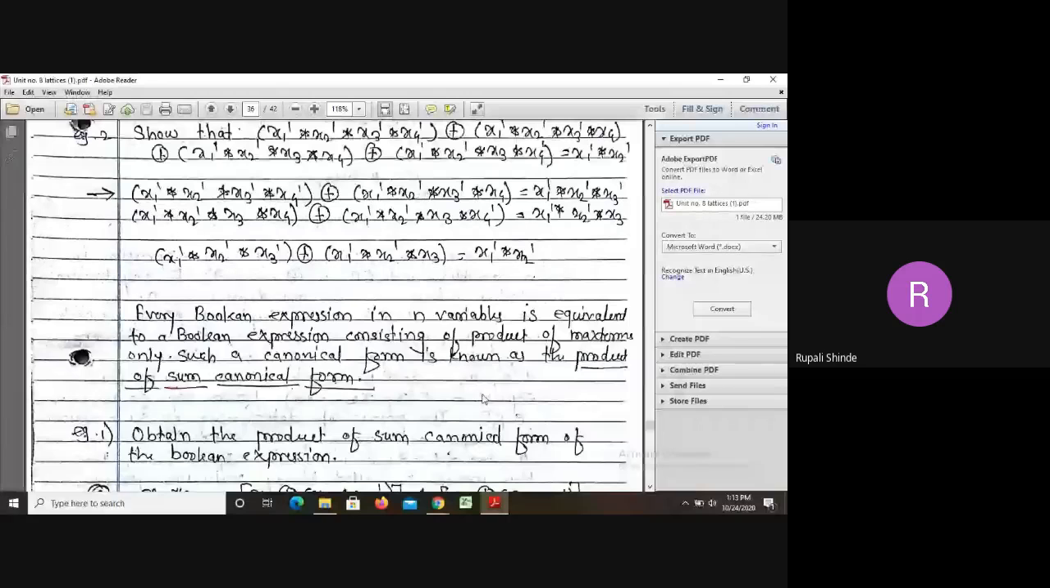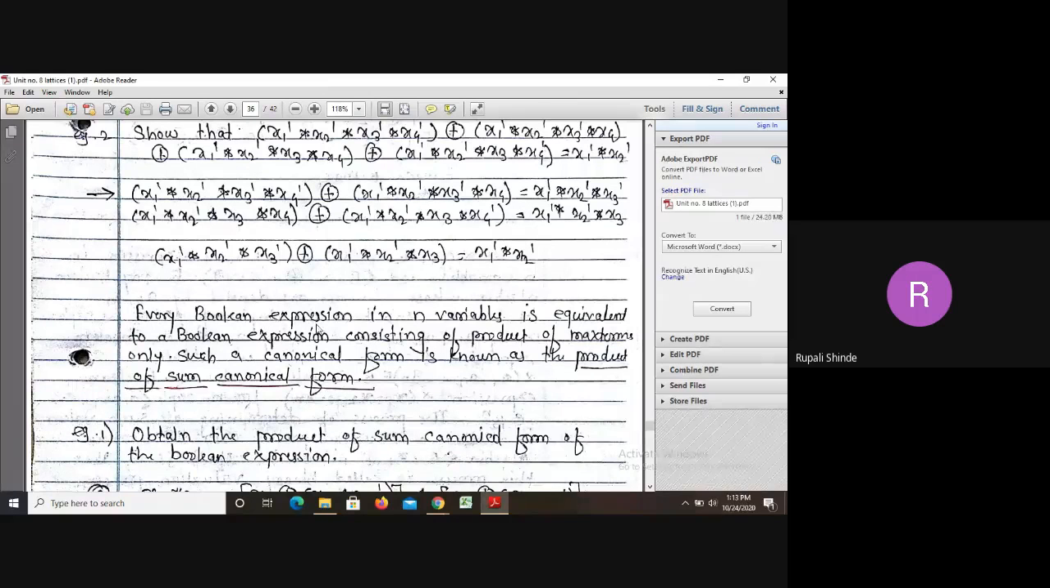So today we are going to start with the PCNF. Last lecture we had seen what is PDNF, that is principal disjunctive normal form or sum of product canonical form. So here in this lecture we are going to see what is PCNF. PCNF stands for principal conjunctive normal form, and this is also called as product of sum canonical form. So what is the definition for this?